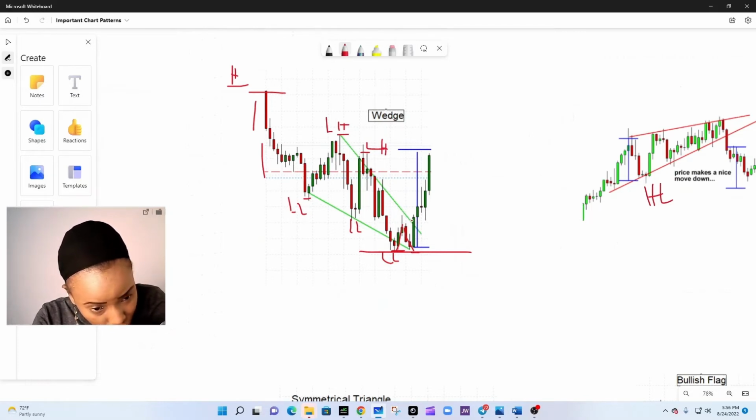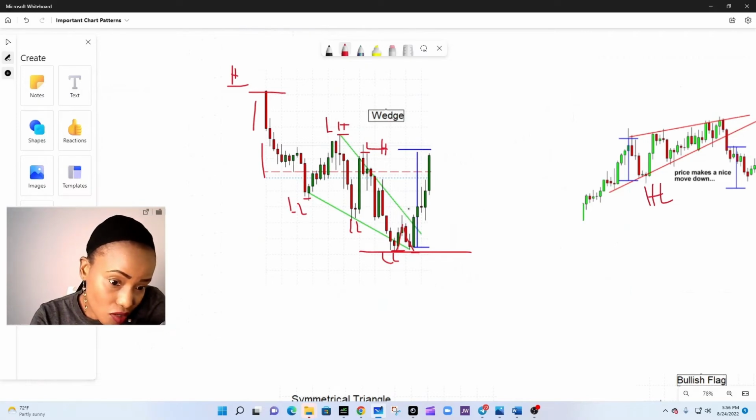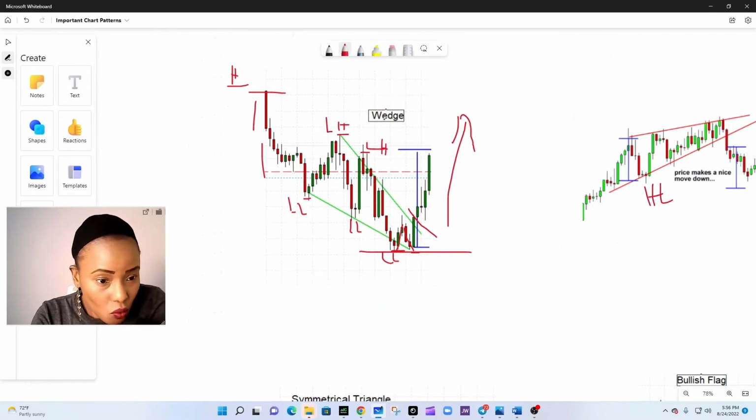What do you do? Look for your trade entry. And definitely our trade entry is here, and price has shifted from a selling cycle to a buying cycle. So the chart pattern, the wedge, which was a falling wedge, has given you a signal that we are going to reverse.